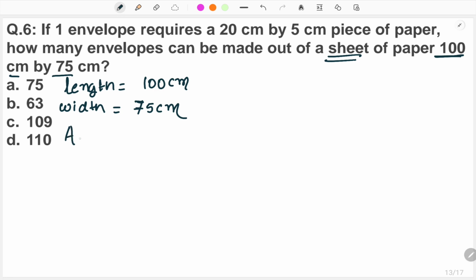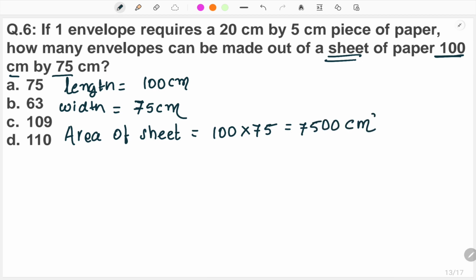So what will be the area of sheet? Area of sheet will be equal to length into breadth, that is 100 into 75. This will give me 7500 centimeter square. This is the area of sheet. Now let's talk about the envelope. What is the length of envelope given to you?